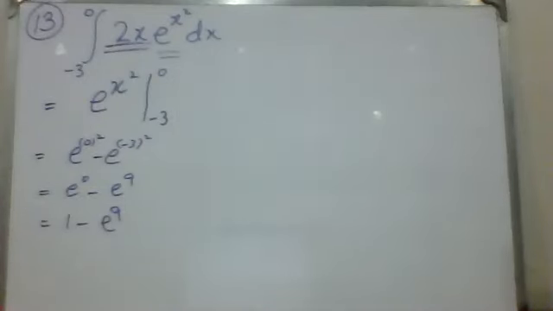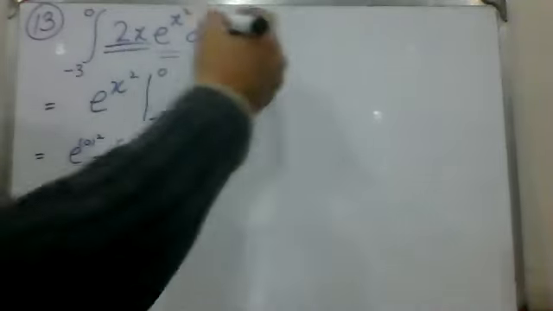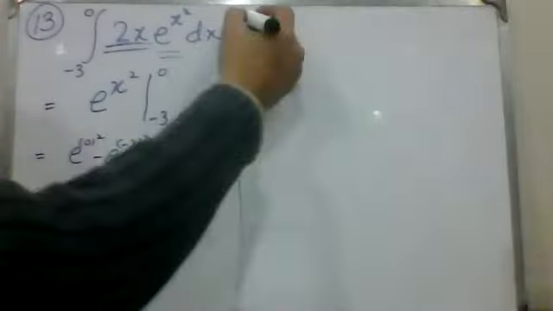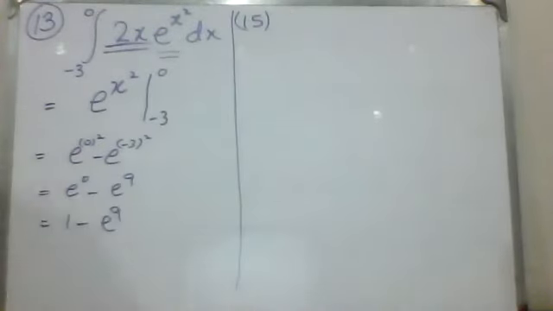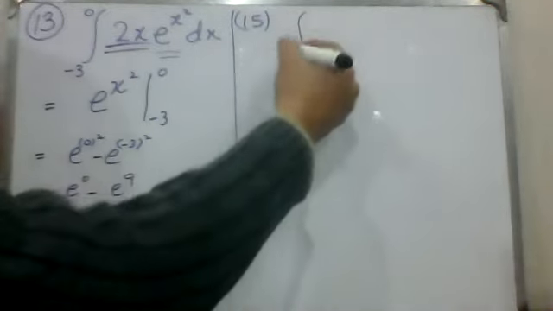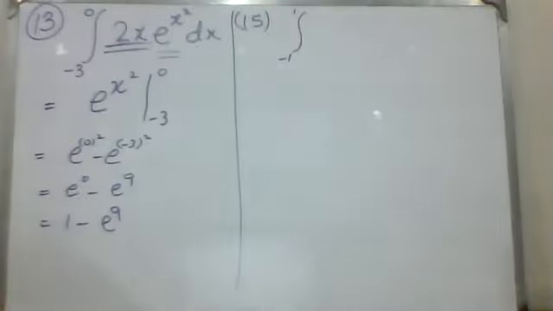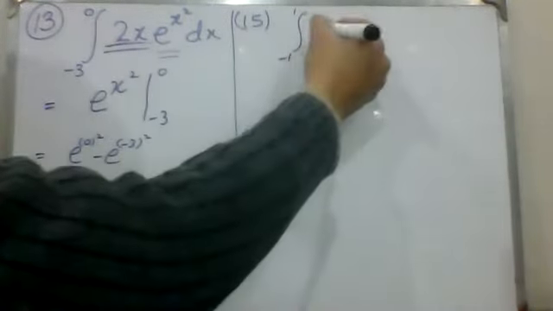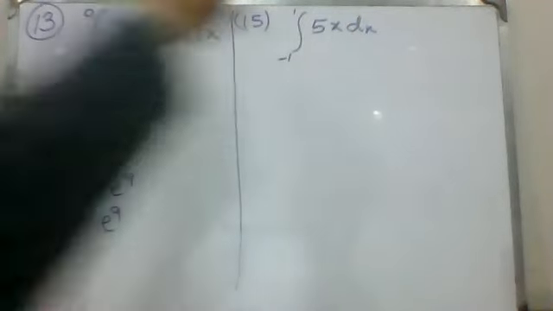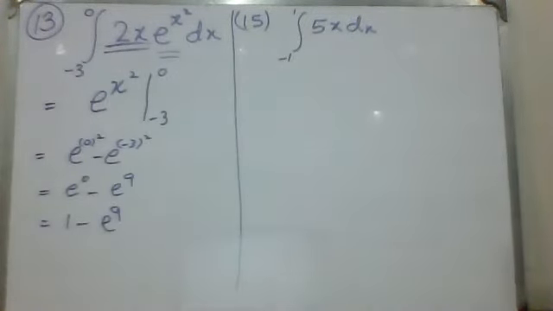So now going to the next problem. Okay, so question number 15, after 13 we can solve 15. In question 15 it is written as the integral from -1 to 1 of 5x dx.